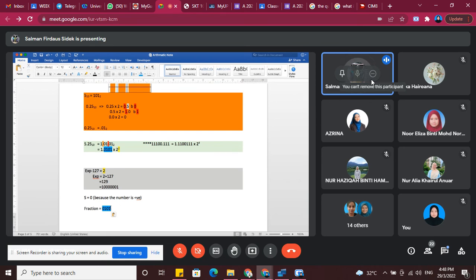Okay. And then I put, here there are 4, right? There are 4 numbers. So fraction has 23 bits. So 23 minus 4, we got 19, right? 19. So we put 19 zeros.